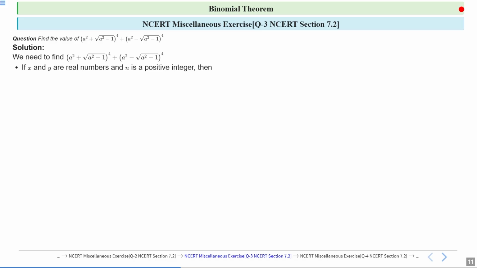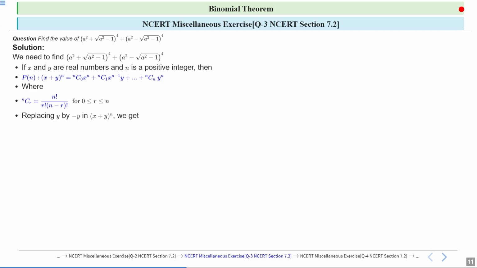If x and y are real numbers and n is a positive integer, then (x plus y) whole to the power n is equal to n choose 0 x to the power n plus n choose 1 x to the power n minus 1 times y plus dot dot dot plus n choose n y to the power n, where n choose r is equal to n factorial upon r factorial times (n minus r) factorial for 0 less than or equal to r less than or equal to n.